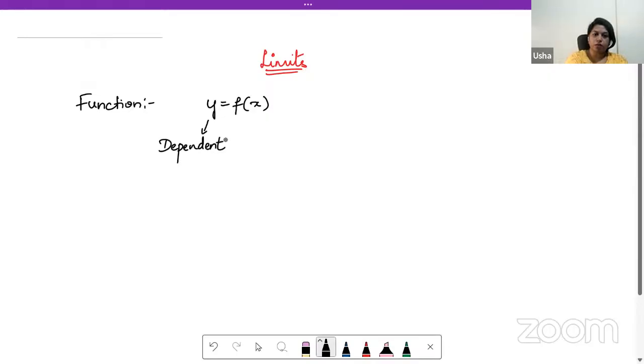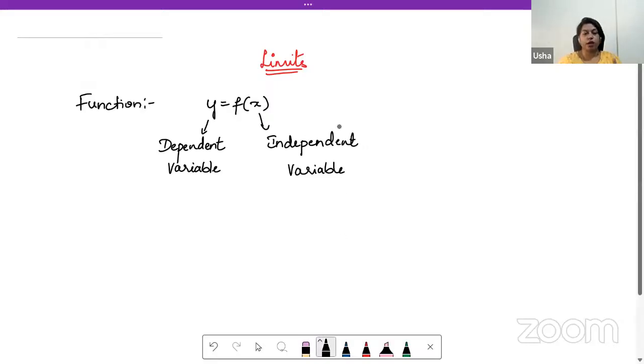So what do you mean by y is equal to f of x? Y is a function of x. Y's value is dependent on x's value. So y is called the dependent variable, and here x is the independent variable. Here, x can take any value. That is the reason it is called independent variable. It can take any value that is part of the acceptable range, and the value of y is dependent on what is the value of x. So that is why we call y the dependent variable.